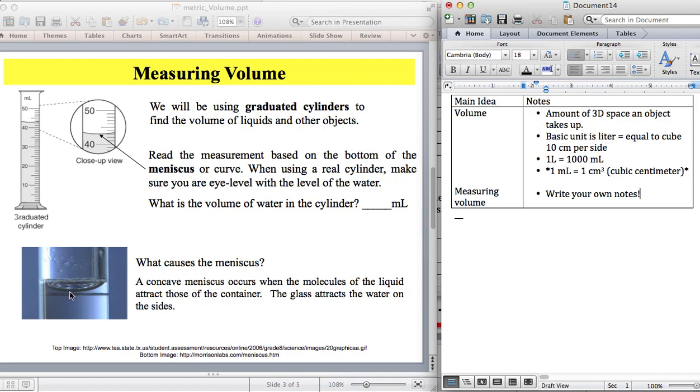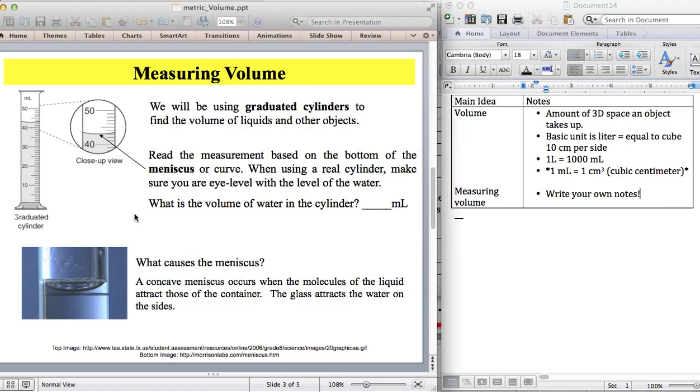And graduated cylinders are actually calibrated to take into account the extra liquid up here. So even though there's a little bit of water up there, the markings on the graduated cylinder take that into account. So if you read the bottom of the meniscus, you're going to get an accurate measurement. You read off the bottom of the meniscus, you make sure you're at eye level with the water. And for this example, it would be 40, 41, 42, 43 milliliters for the example pictured right here. That would be the volume of water in that cylinder.